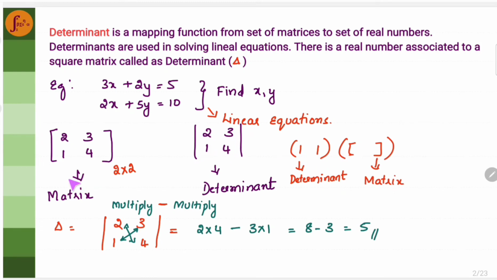Now let's take an example. Let's take a 2 by 2 matrix. For a 2 by 2 matrix, how do you calculate the determinant? You will have to cross multiply. 2 into 4 minus 3 into 1. Here we have taken 2 into 4, subtracted with 3 into 1. So you get 8 minus 3, which is 5. So this 5 is the real number, or determinant, for this particular matrix.